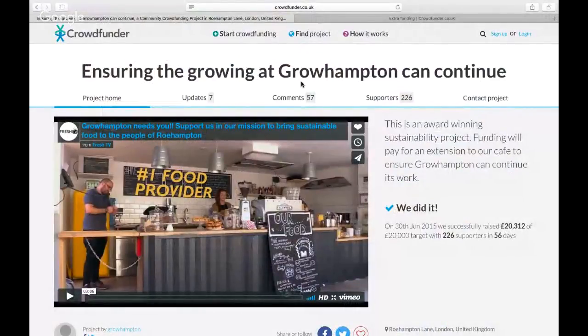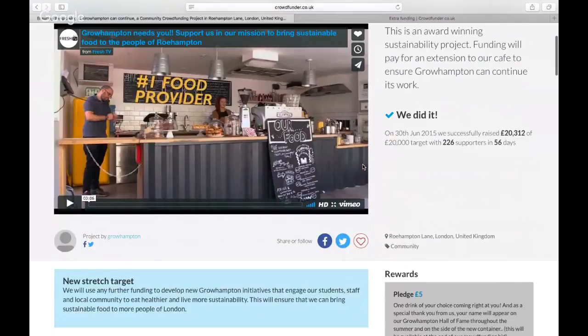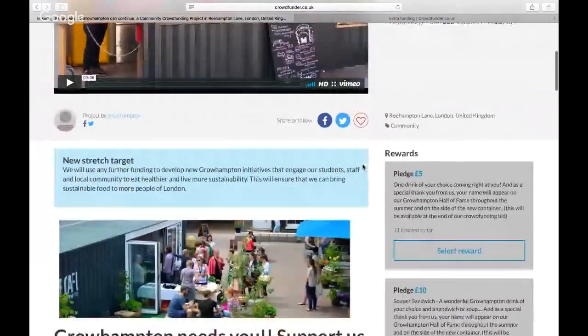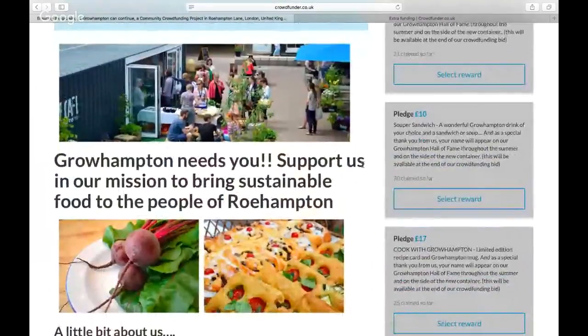So it has a really great specific title that tells you that it's all about Growhampton. It has a video there which is about 3 minutes long. It's got a really bright image at the top when you first go on. You can see as you start to go down that it's really visual. And what they do really well is they reflect what it is that they're all about at Growhampton very well on their project page.